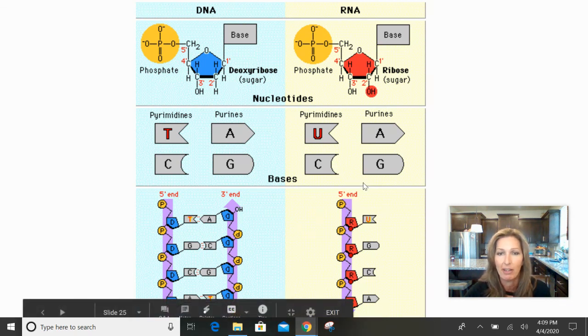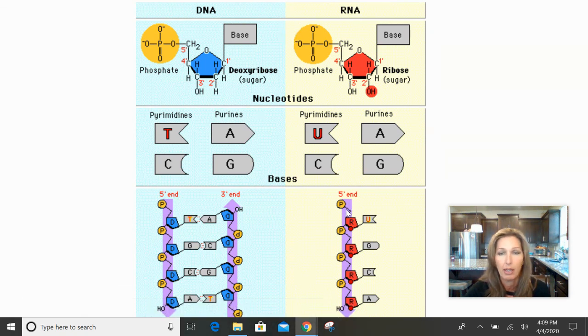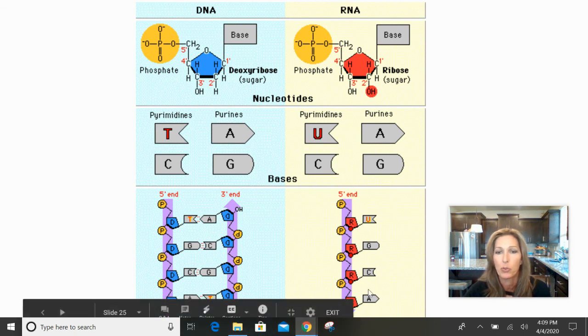Again, phosphate, 5' end. The other difference is that RNA is going to be single-stranded in animals. Remember, we talked about how viruses can have double-stranded RNA. But when we do talk about our RNAs, remember we've got uracils instead of thymines. And so now I'm going to have G and C, A and U as my bonding pairs.